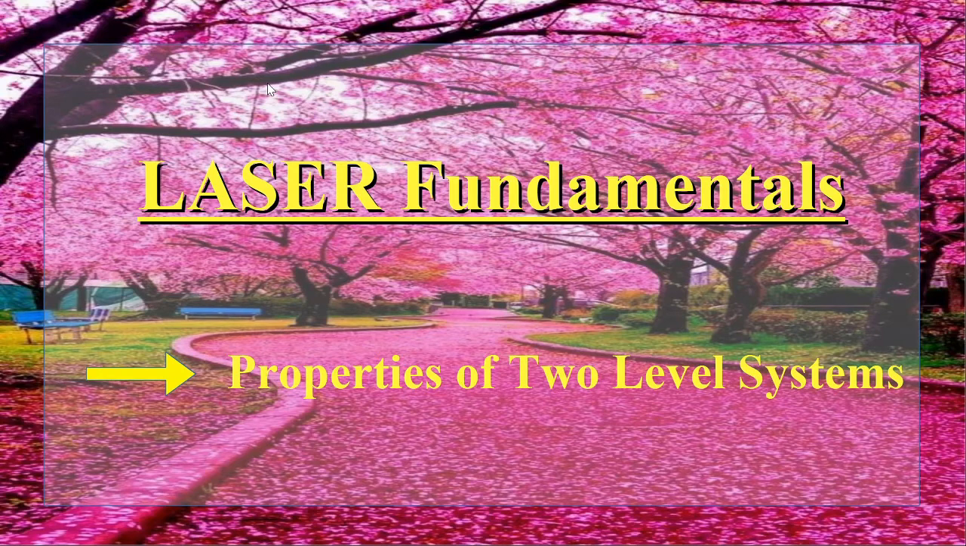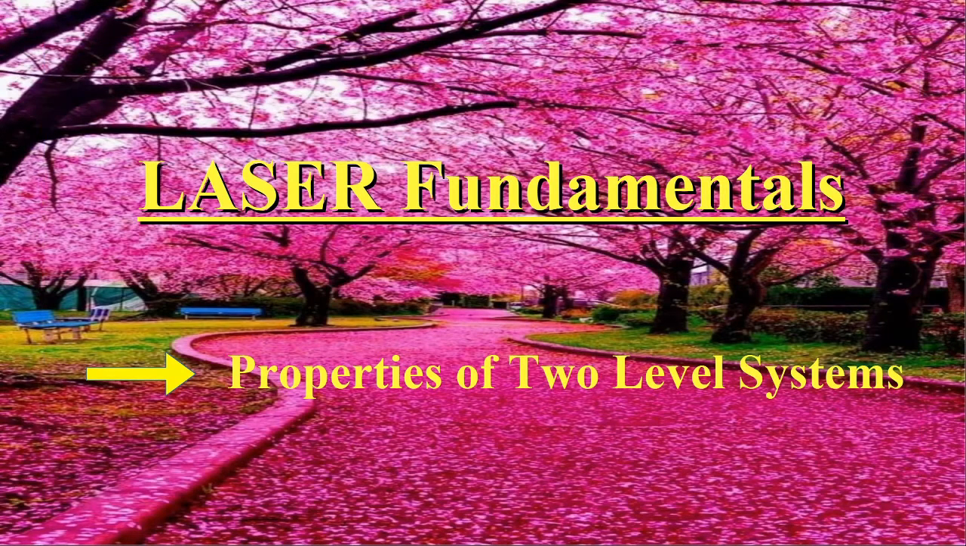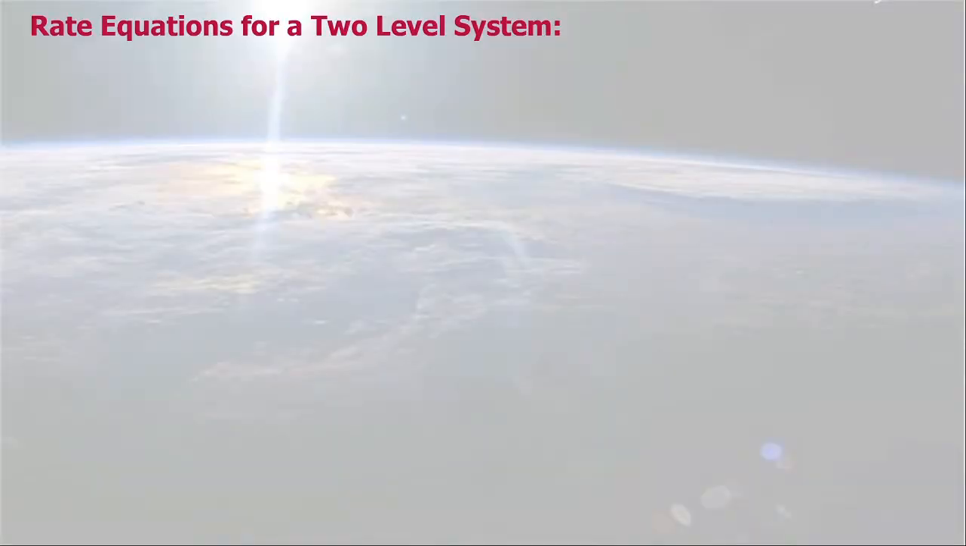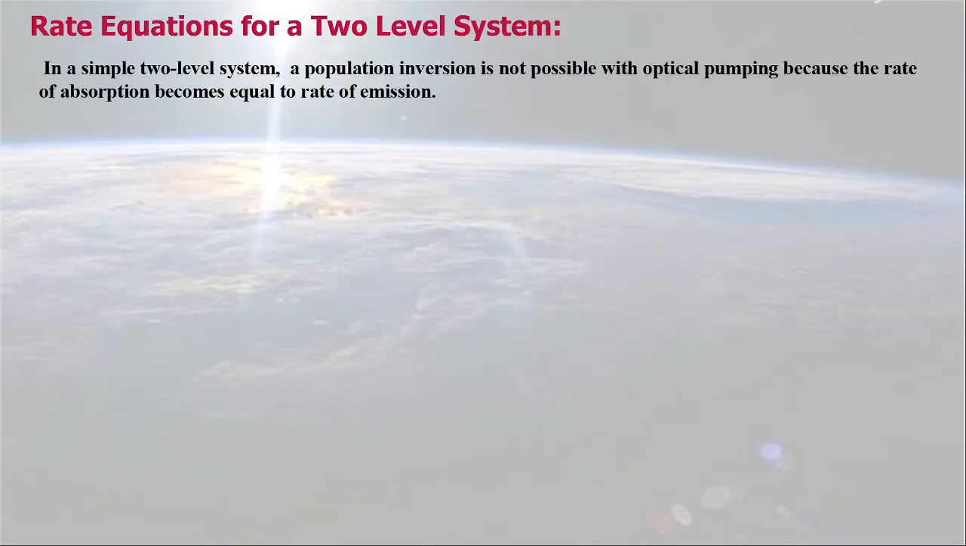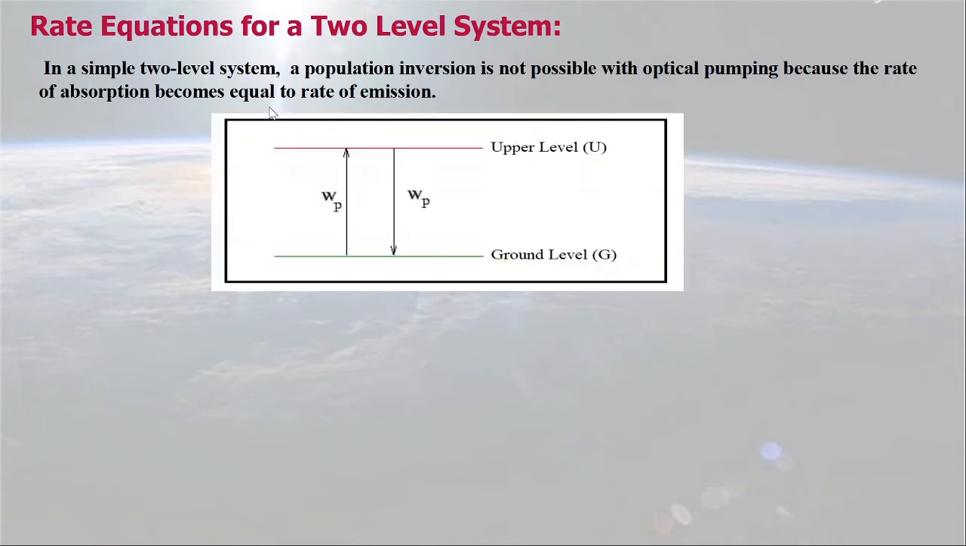Laser fundamentals, properties of two-level systems. In a simple two-level system, a population inversion is not possible with optical pumping because the rate of absorption becomes equal to the rate of emission. Now, let us discuss it in details.